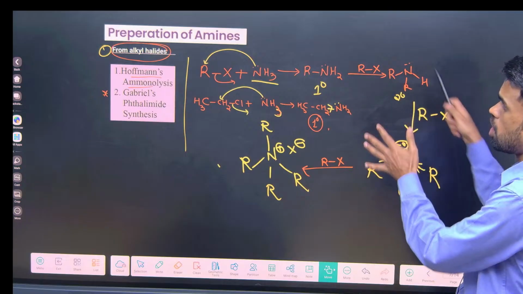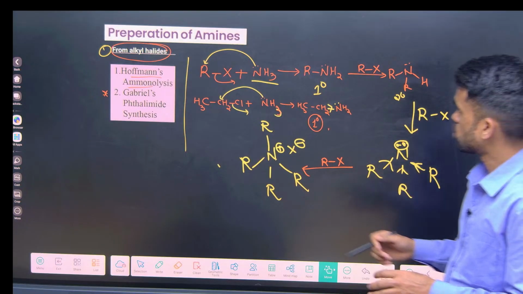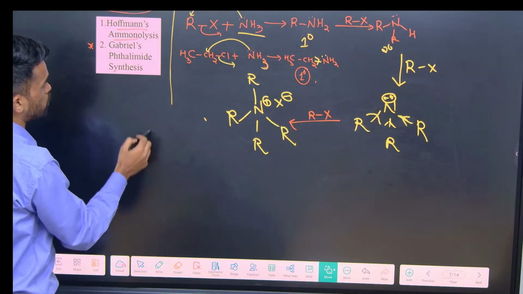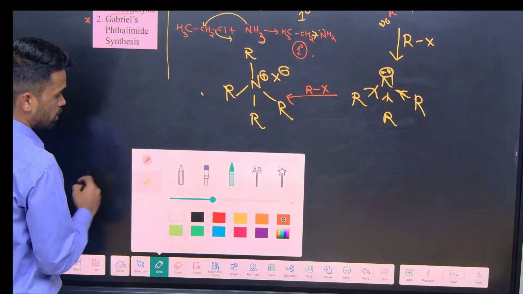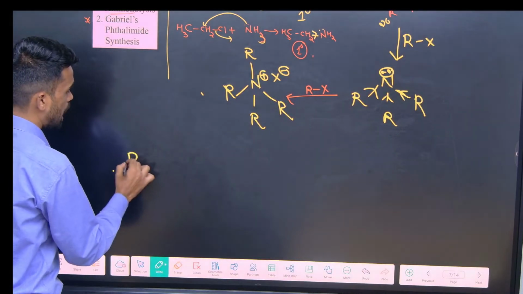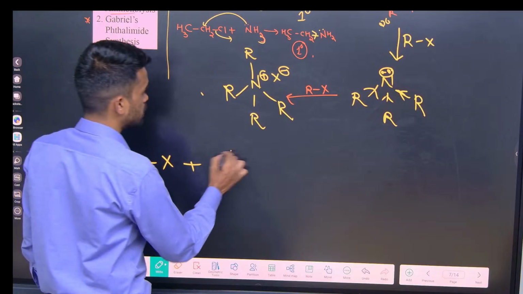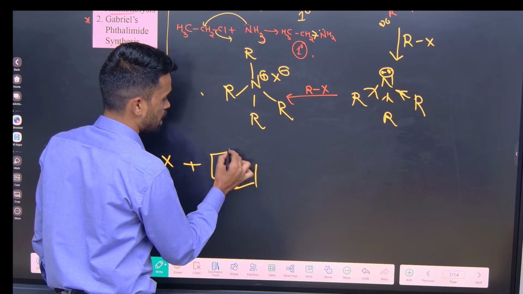So this is about Hoffmann's ammonolysis method. Next one here is the Gabriel phthalimide synthesis. It is important. It is also a reaction between alkyl halides and potassium phthalimide. What is this phthalimide, first of all?